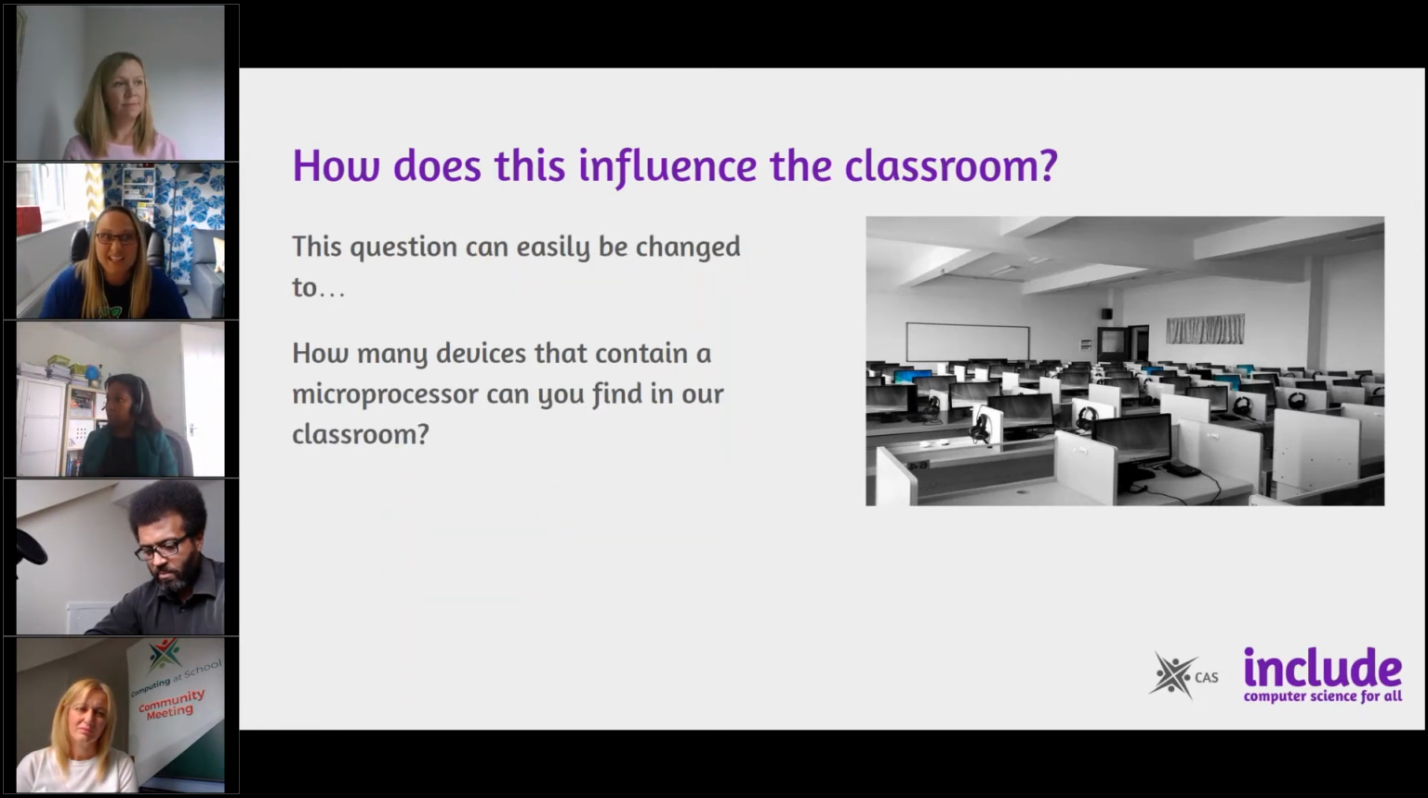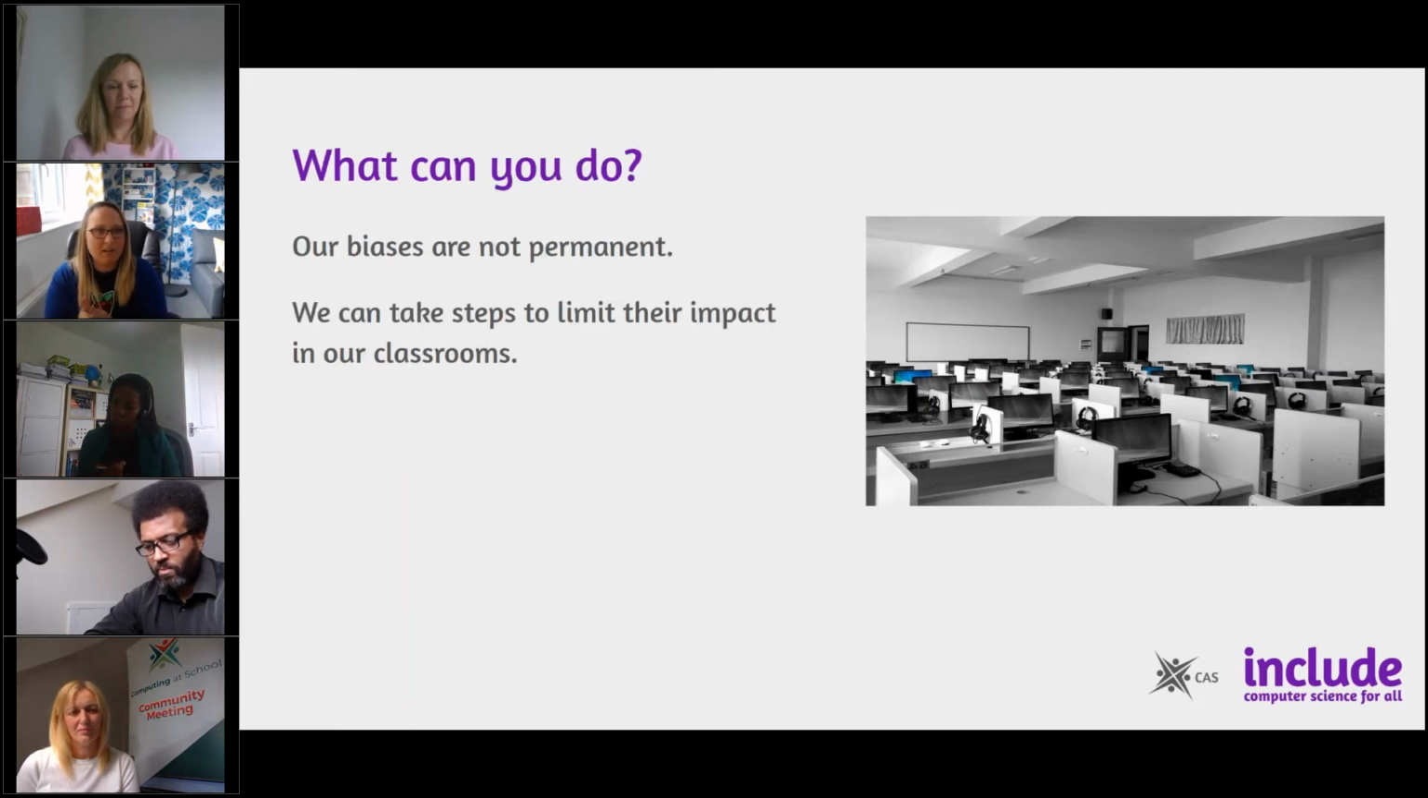So this question can be easily changed if you just slow down your thoughts and think, okay, is this question appropriate? So how can I change it? How many devices that contain a microprocessor can you find in our classroom? They're all in a classroom, they all share that space, so they should be able to use it, or you could do the school canteen or something else, something where they all share. So just think about questioning like that.